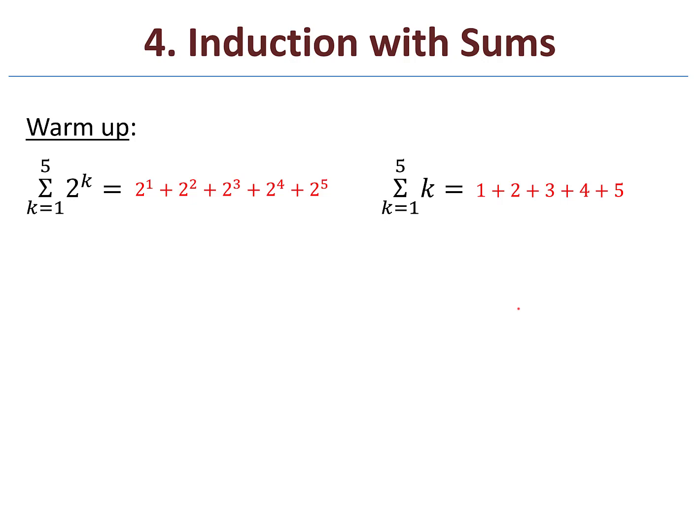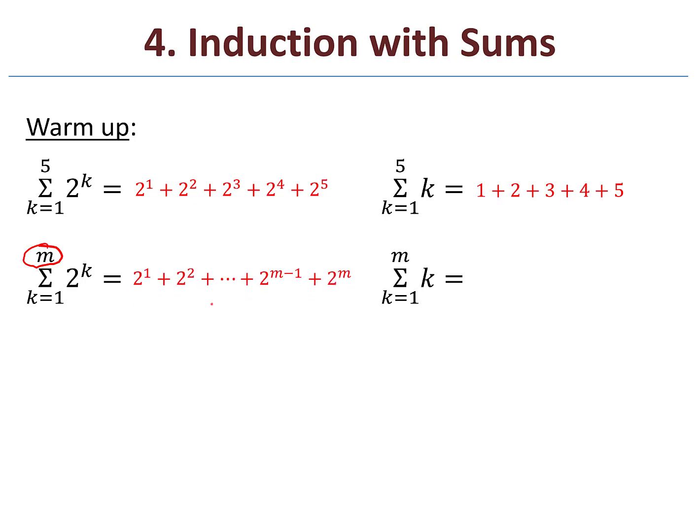Here's a slight variation. What if the upper limit is a variable m? How does that change the summation? Well, I need to use dots, the ellipsis, to indicate missing terms, but the pattern continues, 2 to the 1, 2 to the 2, and so on, up through 2 to the m minus 1, and then finally 2 to the m. How about the one on the right? So it's simply 1 plus 2 plus all the way up through m minus 1, then plus m.